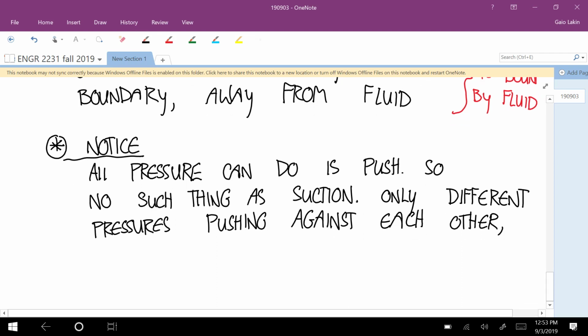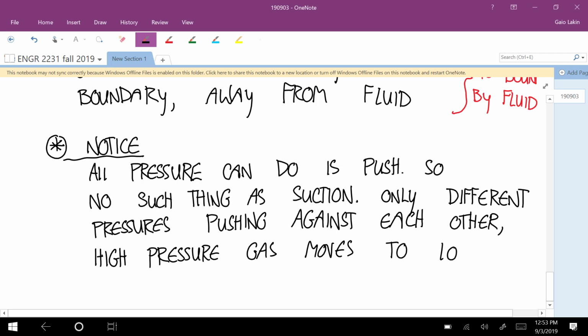Okay, so there's no such thing as suction, only different pressures pushing against each other, and high pressure gas moves to a lower pressure.